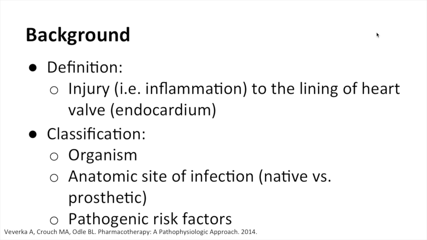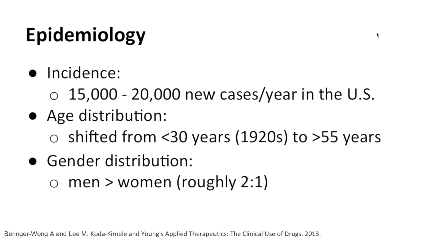So what is infective endocarditis? Infective endocarditis is an injury such as inflammation to the lining of the heart valve due to infection, drugs, or trauma. Although endocarditis is often referred to as acute or subacute, depending on the pace and severity of the clinical presentation, it is best to classify it based on the etiologic organism, the anatomic site of infection, so either a native valve or prosthetic valve, and the pathogenic risk factors.